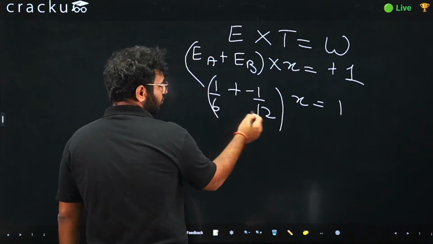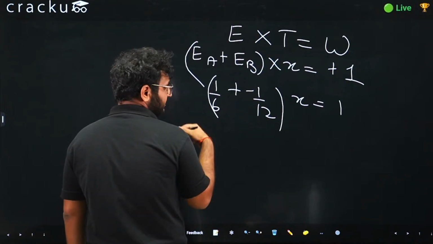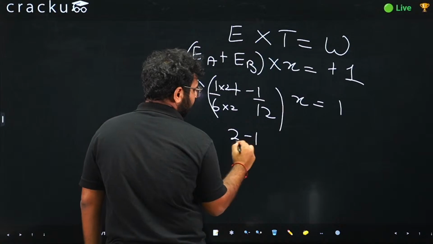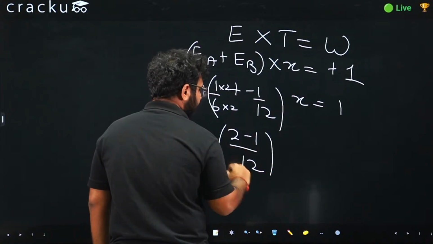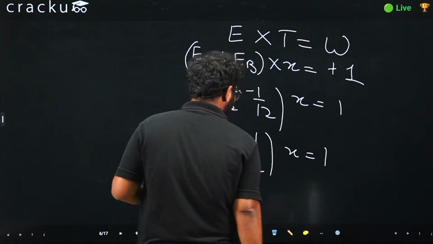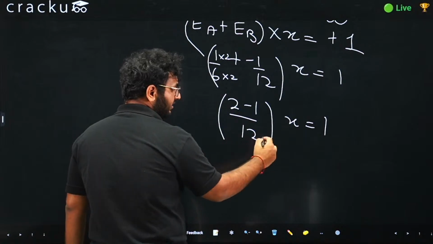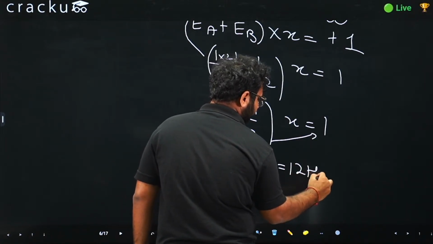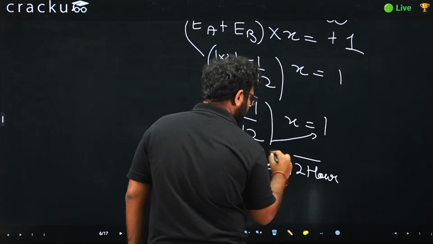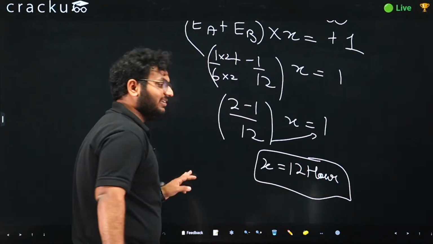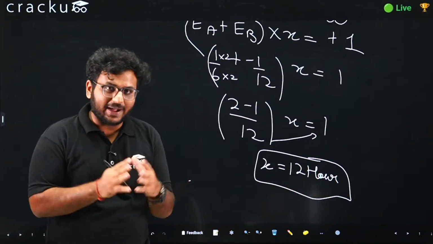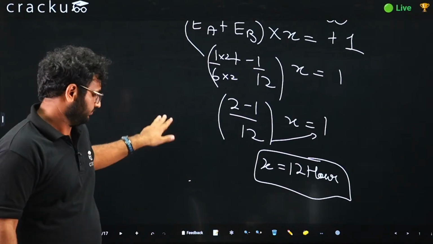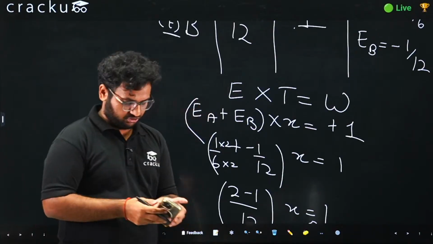Now what we will do? We will take the LCM of 6 and 12, which is 12. So 1 by 6 becomes 2, so it is 2 minus 1 by 12 into X is equal to 1. So 2 minus 1 is what? 1 by 12. So 12 will go here. So X is equal to 12 hours. So it will take 12 hours when both pipe A and pipe B are working to completely fill the tank. I hope you understood.